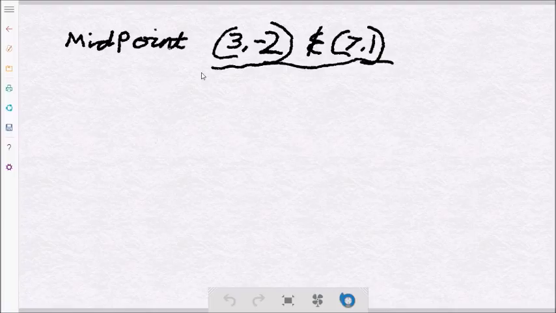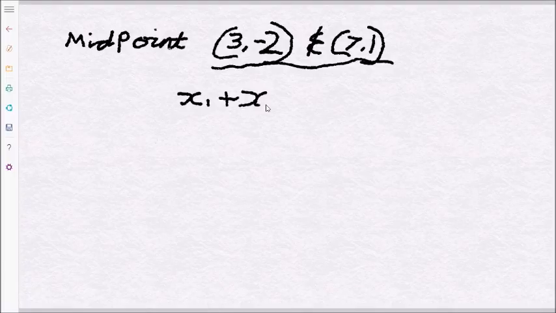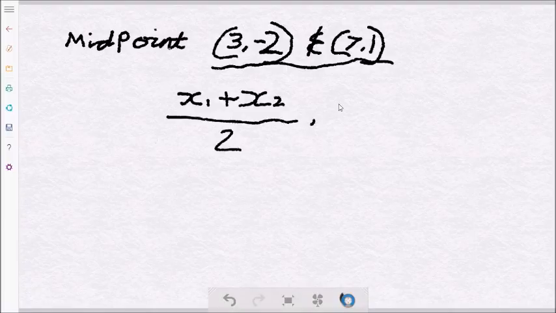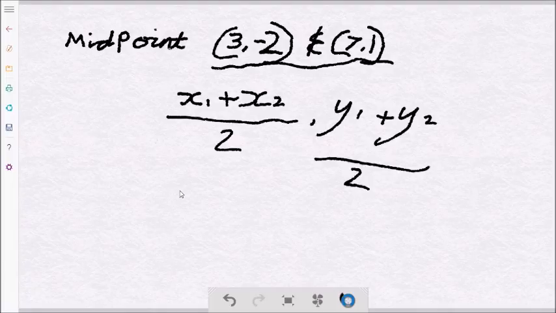Okay, this question we are going to try and find the midpoint of the coordinates 3, -2 and 7, 1. So the way to do this, obviously we've got an x here and an x here, we've got a y here and a y here. So to find the midpoint, basically you've got x, and you can do this as x1 plus x2 divided by 2, and you can do exactly the same with the y, y1 plus y2 divided by 2.